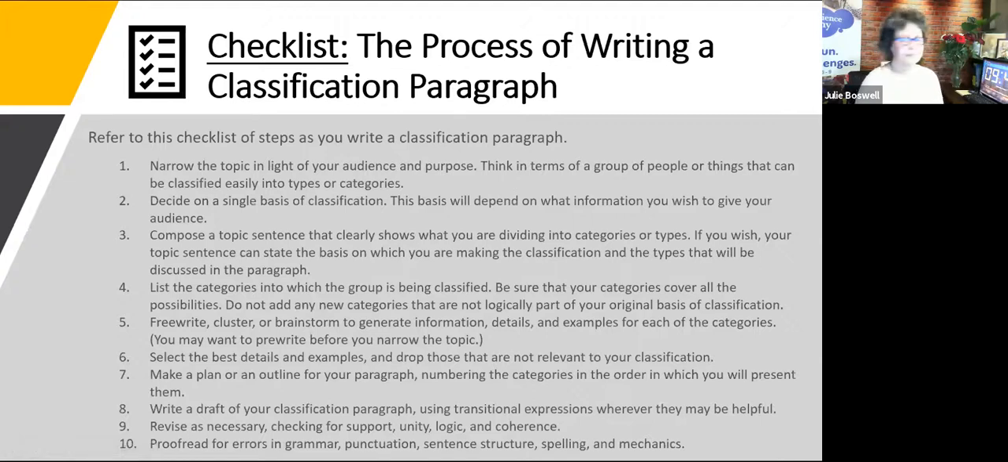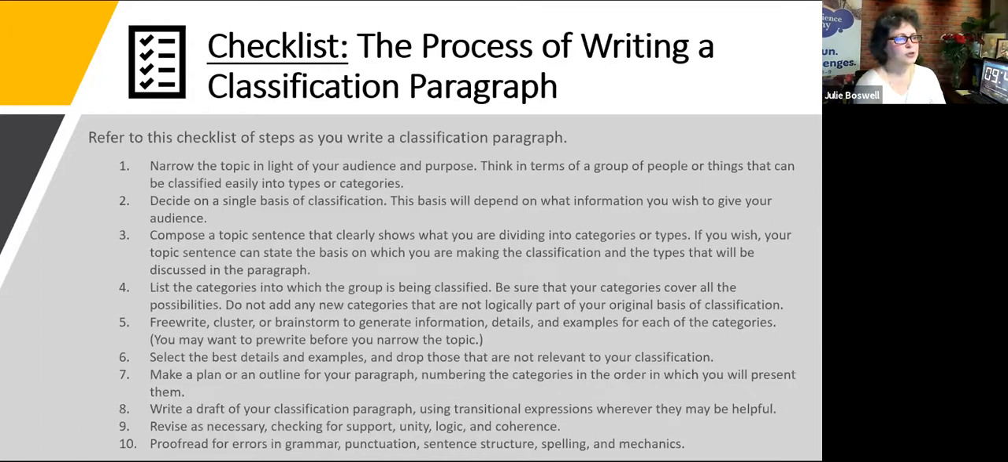Here's the checklist. Narrow the topic in light of your audience and purpose. Decide on a single basis of classification. Sometimes you could classify them in different ways, but they want you to stick to the topic that you've already chosen. Compose a topic sentence that clearly shows what you're dividing. If you wish, you can state the basis on which you're making that classification and the types that will be discussed, sort of a little preview. List the categories into which the group is being classified. Be sure that your categories cover all the possibilities. Do not add any new categories that are not logically part of your original basis of classification.